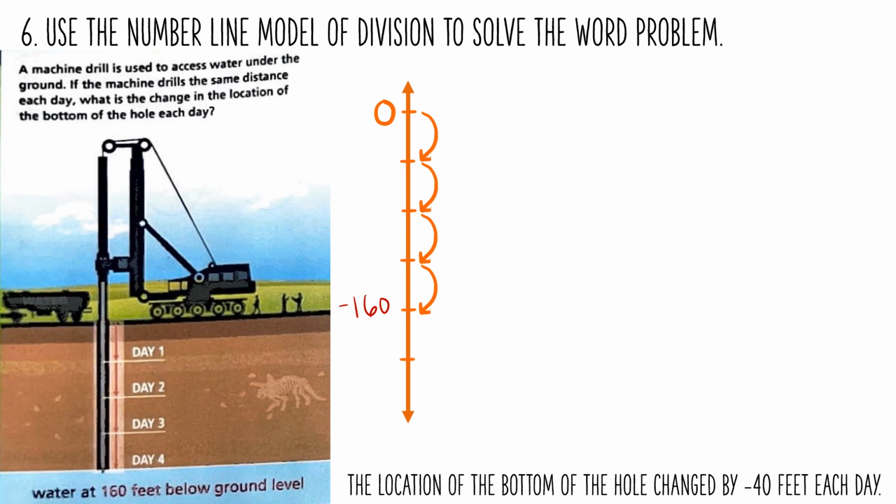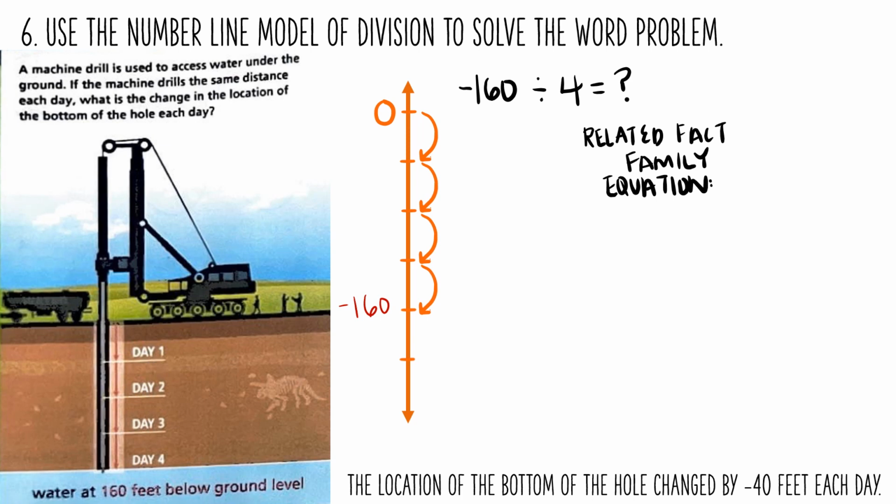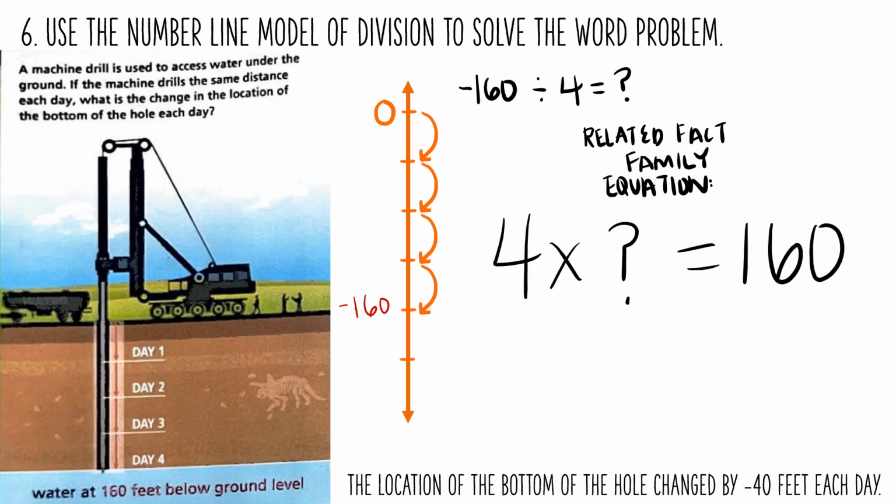All right, so what your book does here is they change this into a related fact family equation, which is 4 times what gives you 160. All right, so just rewording this or rearranging this into a multiplication problem. That should be a negative. All right, so 4 times what gives you negative 160.